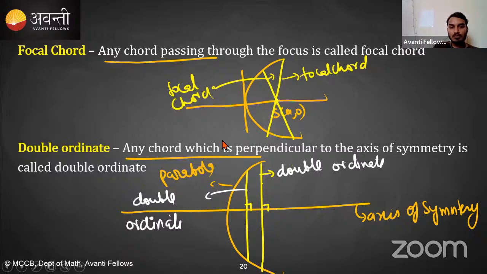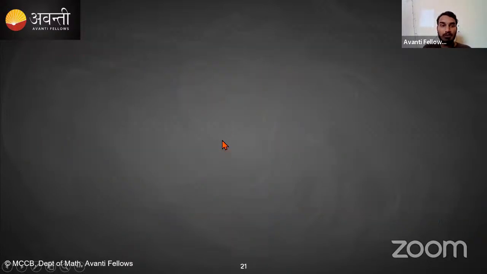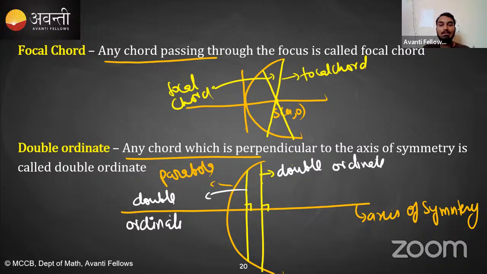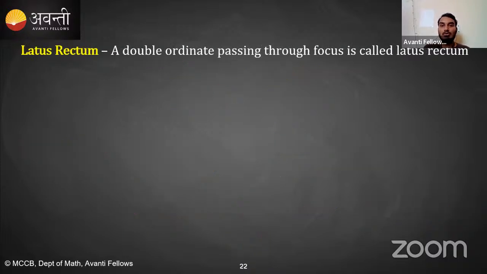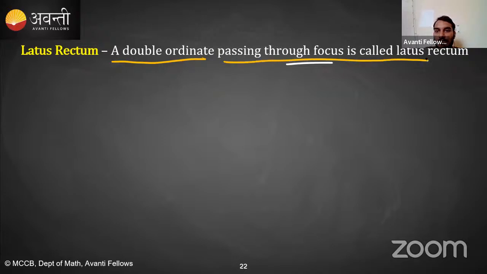But out of those infinite double ordinates, there is one special chord which is passing through the focus. Yes or no? That is known as the latus rectum. What is the latus rectum? It is a double ordinate, but its specialty is that it is passing through the focus. So out of all the double ordinates, a special double ordinate which is passing through the focus is known as the latus rectum.